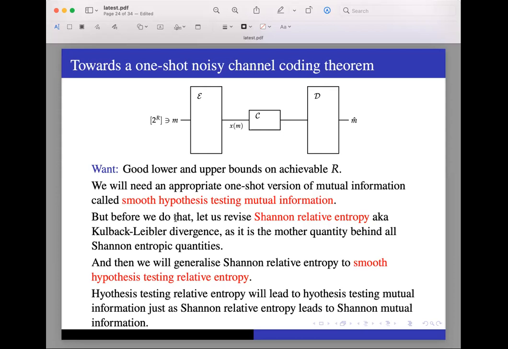So let us revise the Shannon relative entropy, which is also known as the Kullback-Leibler divergence. It is the mother quantity behind all these Shannon entropic quantities. Okay, so we'll do that. Then in the next lecture, we'll generalize the Shannon relative entropy to the smooth hypothesis testing relative entropy. And the hypothesis testing relative entropy will lead to the hypothesis testing mutual information, in the same way as the Shannon relative entropy leads to Shannon mutual information. I haven't told you how it leads, but you'll see it shortly in a few slides. Okay, so this is the plan for the rest of the lecture.